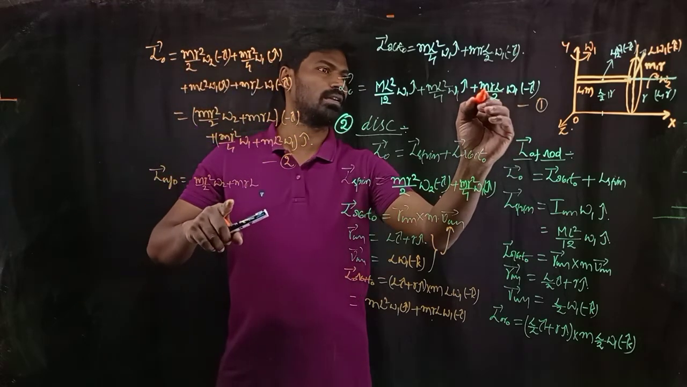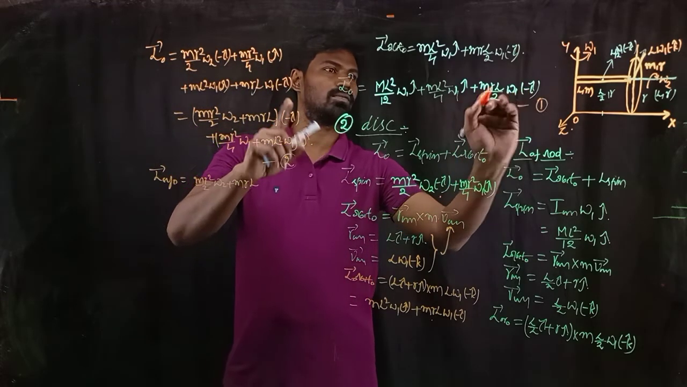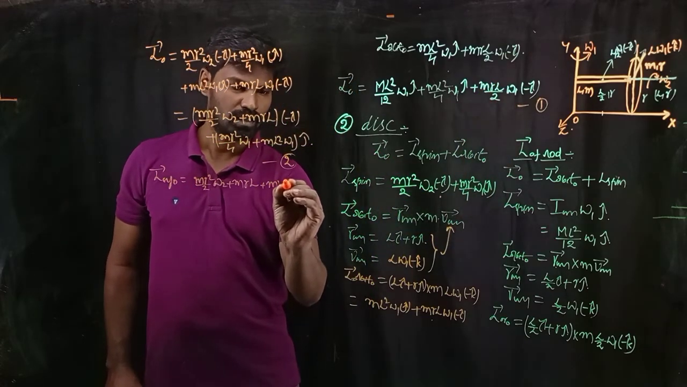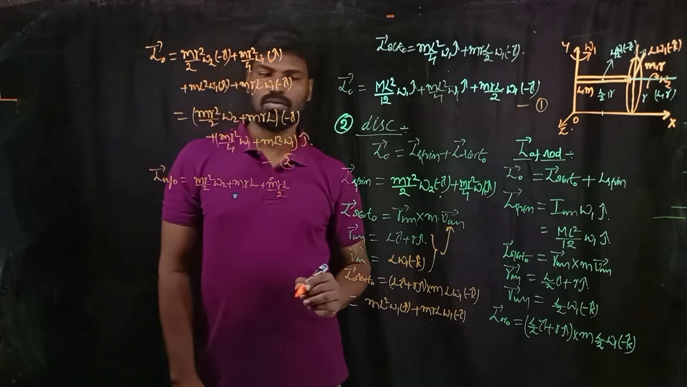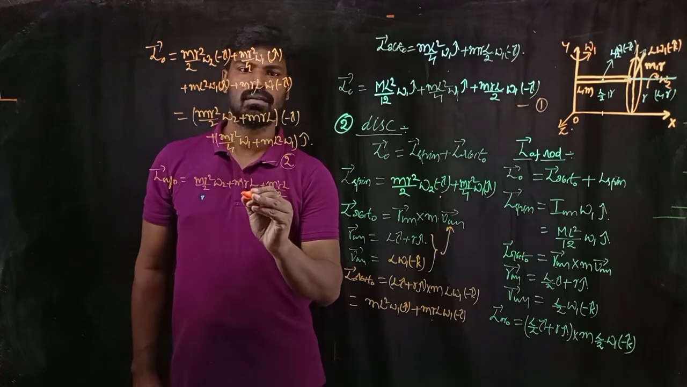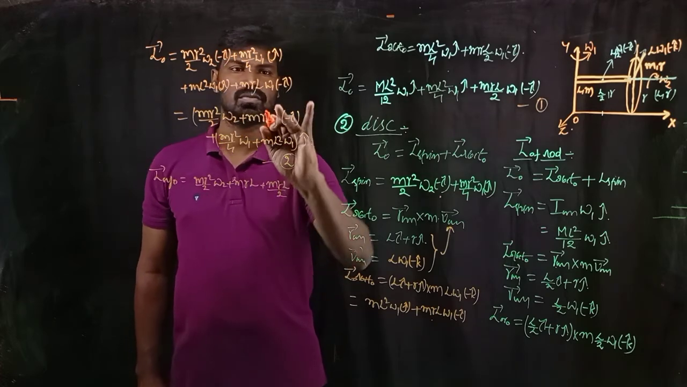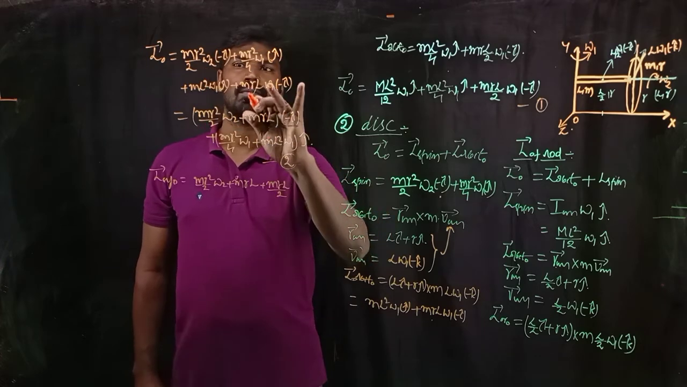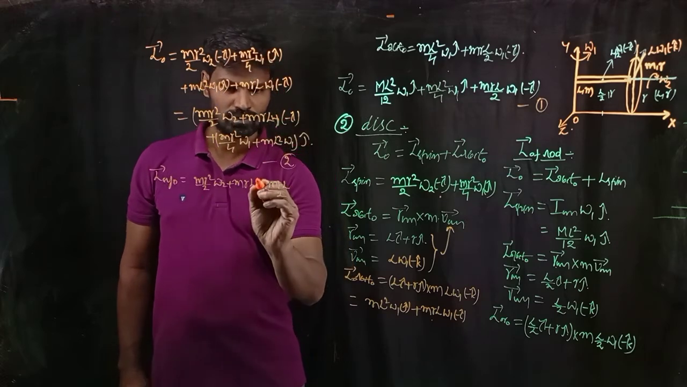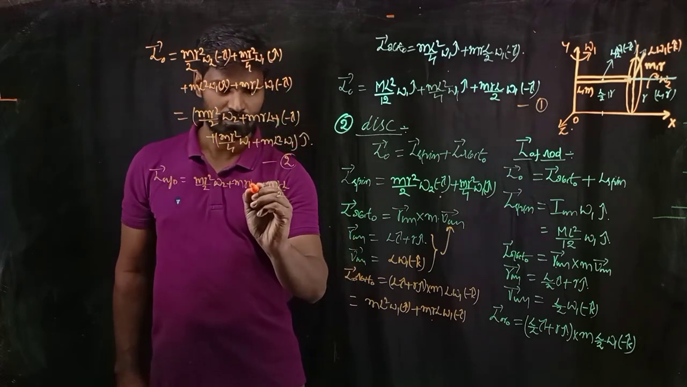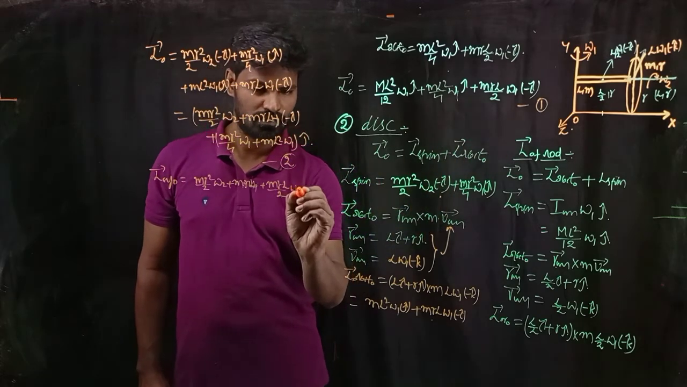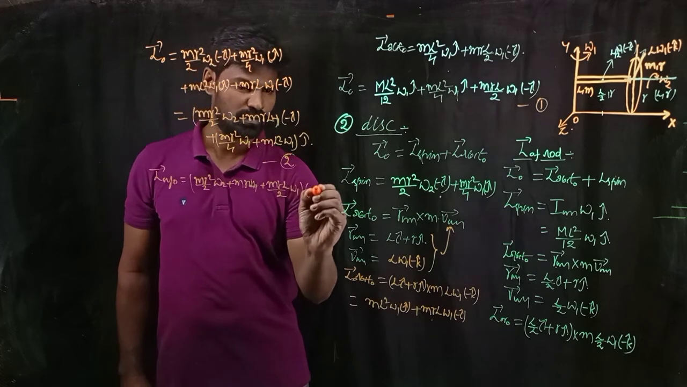Next, here the I component is how much? This is minus, this is also minus, no problem. M R L divided by 2 plus M R L divided by 2, into omega 1. Sorry, here I forgot to write omega 1. So this is also M R L into omega 1 plus M R L divided by 2 into omega 1. All this minus I is common.